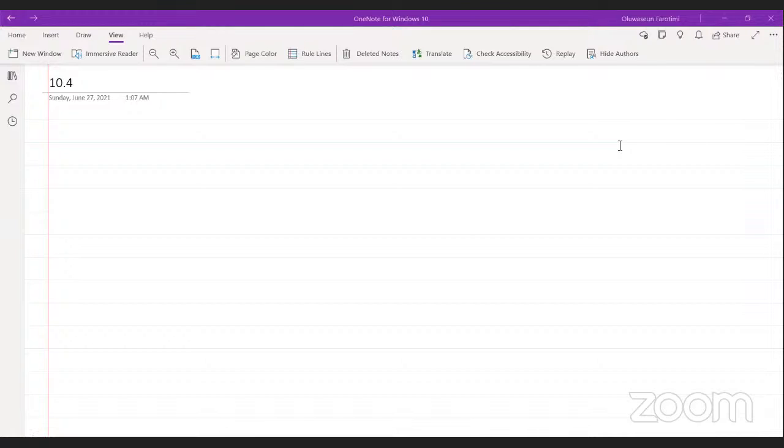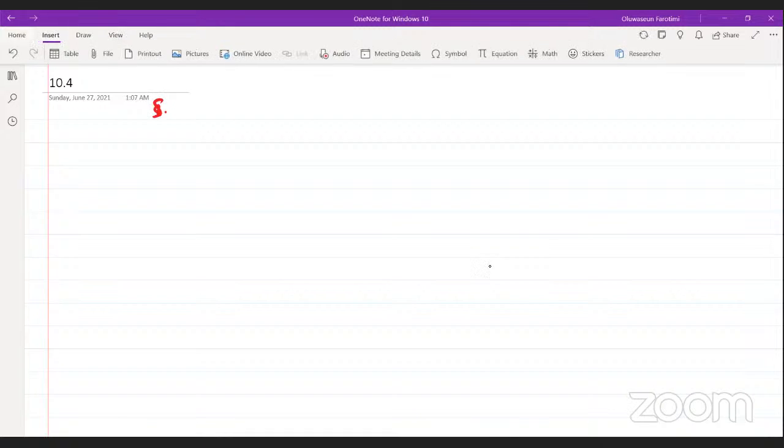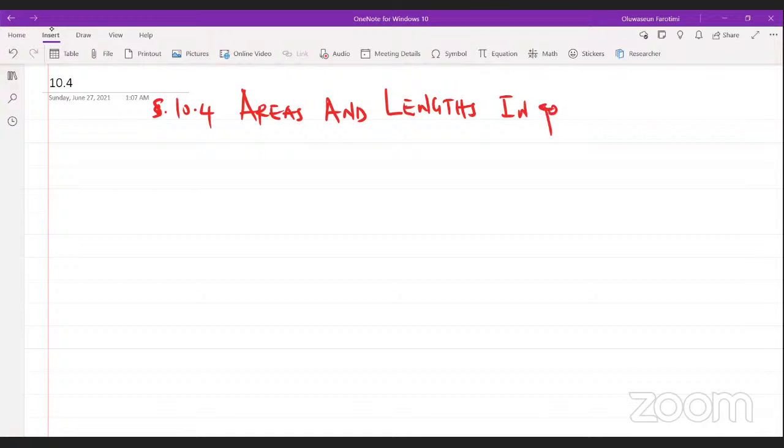We're going to continue our discussion from the Stewart textbook. This time around, our focus is going to be on section 10.4. So that's going to be our focus in this class. Let me get a black pen. 10.4 focuses on areas and length in polar coordinates.